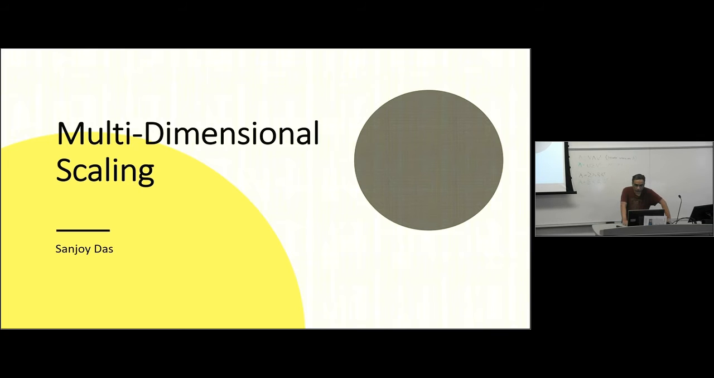Okay, so what we will do today is multidimensional scaling. And this is an application in big data. The goal is you have pairwise distances between sample points, and the goal is to find coordinates of those samples, or retrieve the samples themselves or similar samples.